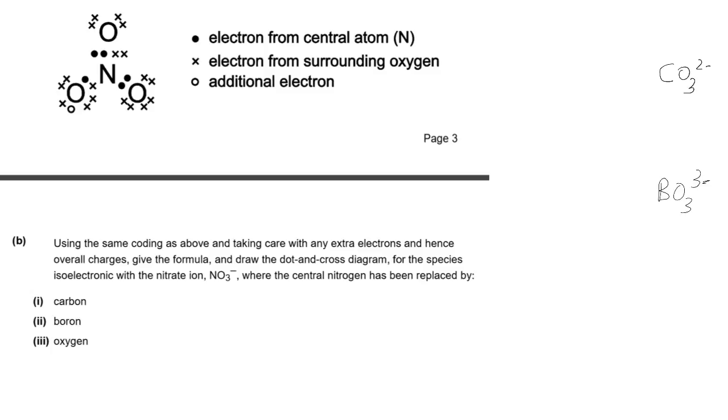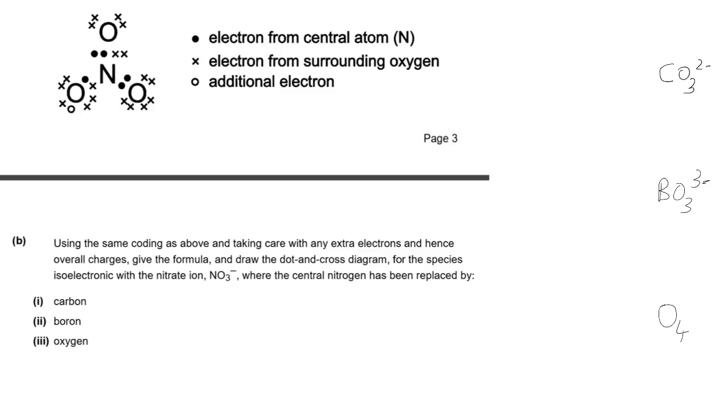Looking at oxygen, it's kind of the opposite scenario. So oxygen is in the group to the right of nitrogen, so it's got 1 extra electron. So instead of needing that additional electron that we have in NO3-, we will just have that electron provided by the oxygen in the middle. So the formula is going to be neutral O4, because we no longer have any additional electrons present.